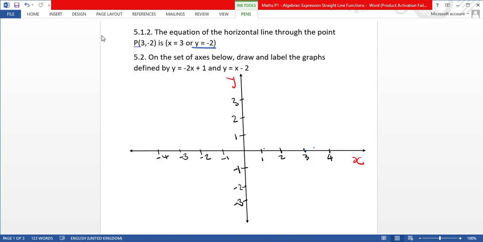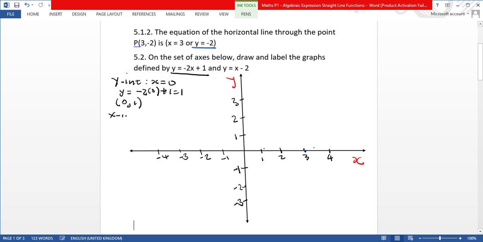Okay, let's start by plotting this graph here. When you plot a straight line function, you have to identify the y-intercept. That is when, remember, x is 0. So when x is 0 for this graph, we're going to have y equals minus 2 times 0 plus 1, so y equals 1. So our y-intercept is going to be (0, 1).